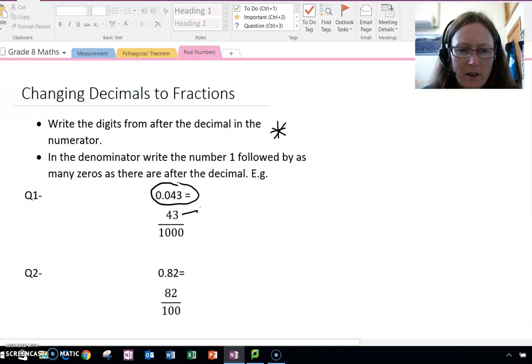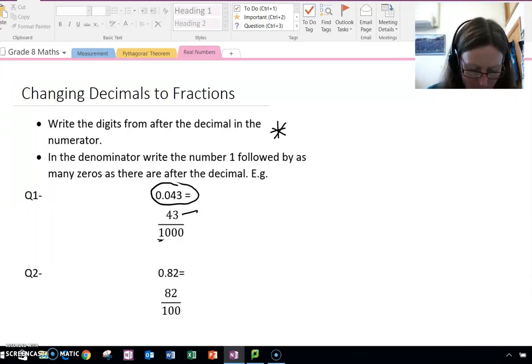And in the denominator, we write the number 1, followed by as many zeros as there are after the decimal point. So what that means is as many zeros as there are numbers after the decimal point. So there is 1, 2, 3 numbers after the decimal point. So we write 3 zeros.